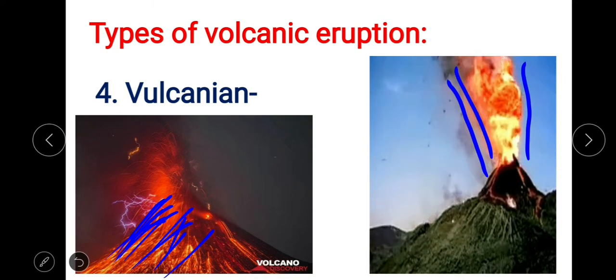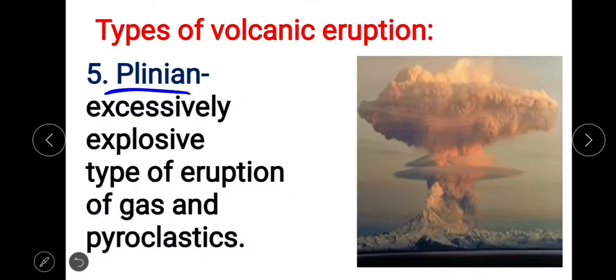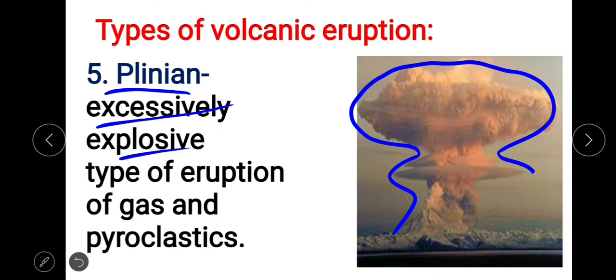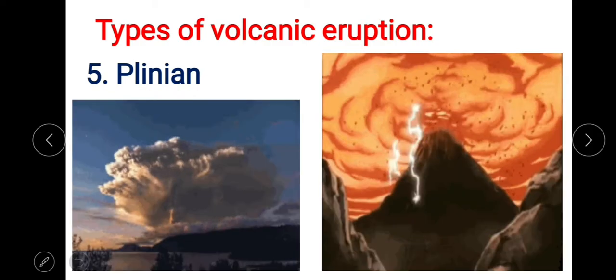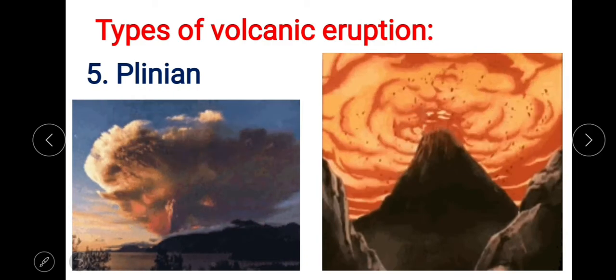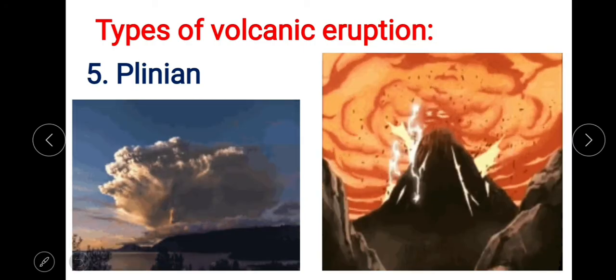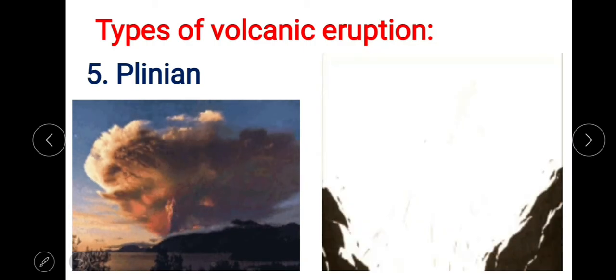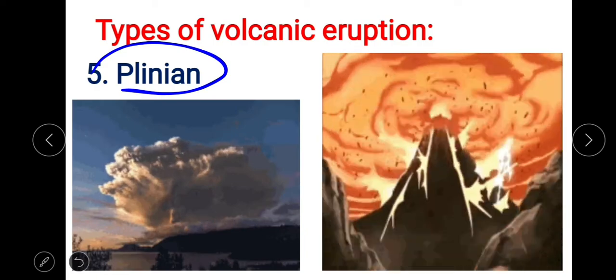phreatomagmatic. Then last but not least, we have the Plinian eruption, the strongest among the 5 kinds of eruptions. Now, it reaches up to many kilometers above the volcano. The smoke is very tall. If you want to see a picture here, this picture is a little bit exaggerated, but I think this will fit for the strong Plinian eruption compared to the others.